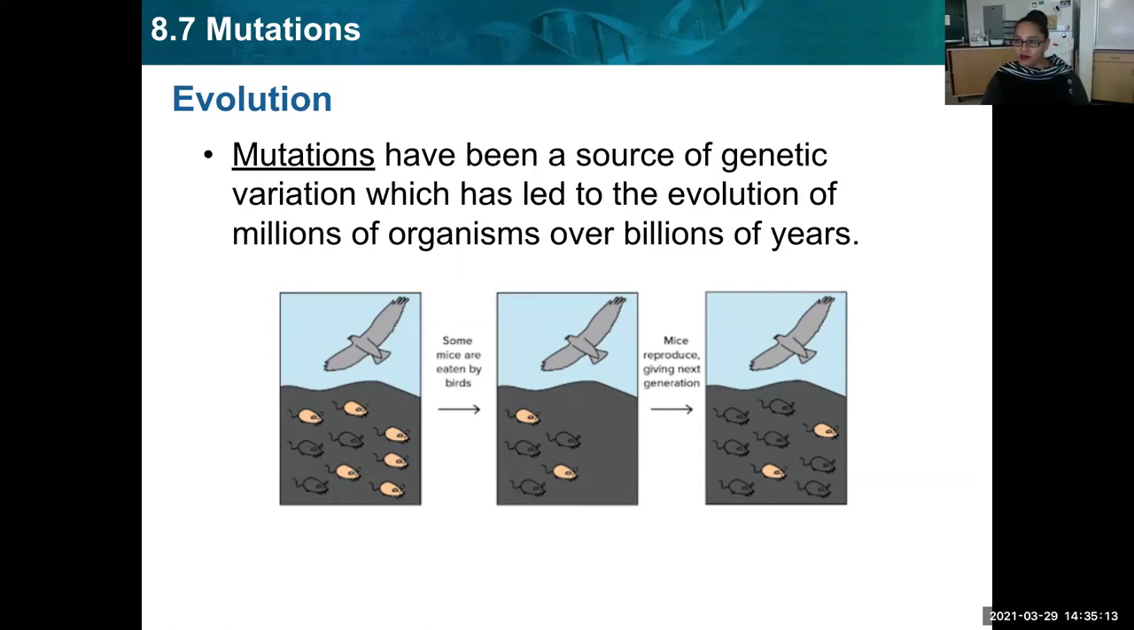Some of the mice are eaten by birds. The mice that are eaten are those that can be seen. The darker ones can't really be seen, so the white ones get eaten. And then the next generation, there's more of them born with that black coat that blends in better. And their gene frequencies have shifted. That environment is favoring the dark mice. So more dark mice are going to be born because they survive long enough to reproduce. And that is the basis for our next chapter.